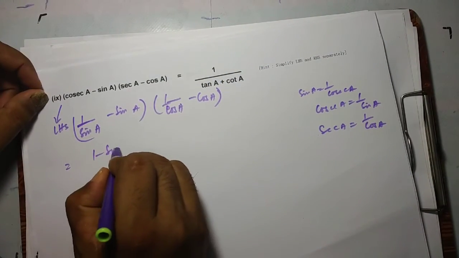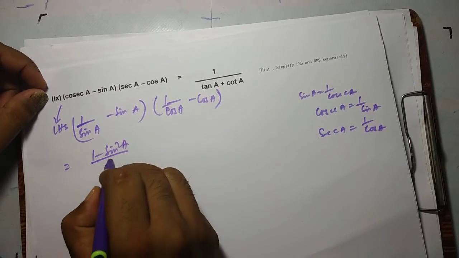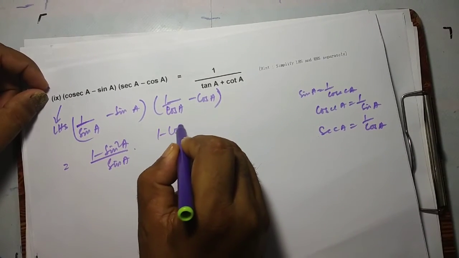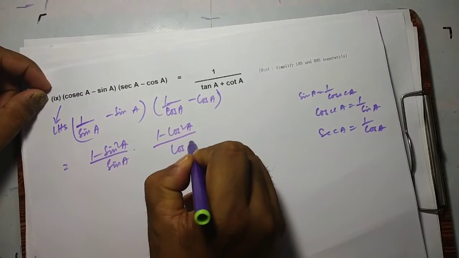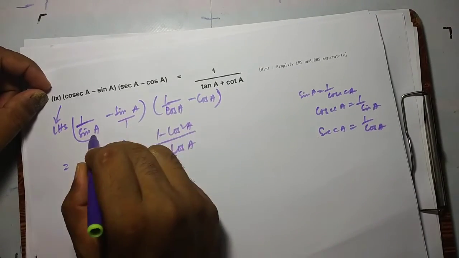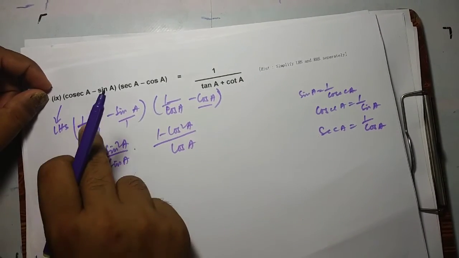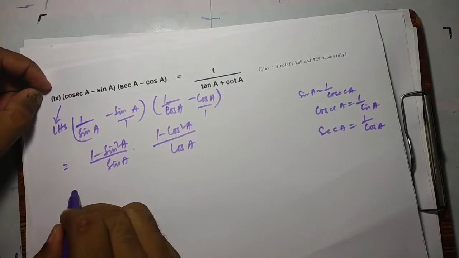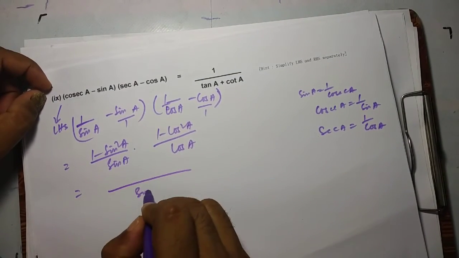So this is (1 minus sin square A) over sin A, and this is (1 minus cos square A) over cos A, by taking the LCM. The LCM is sin A, so 1 times sin A, then sin A into sin A, sin square A. This is the same, right? So this is sin A cos A.